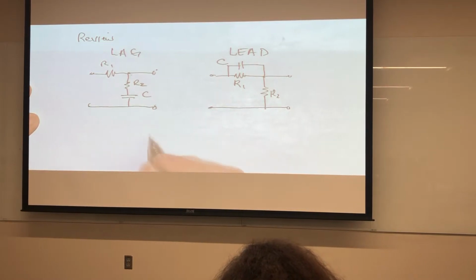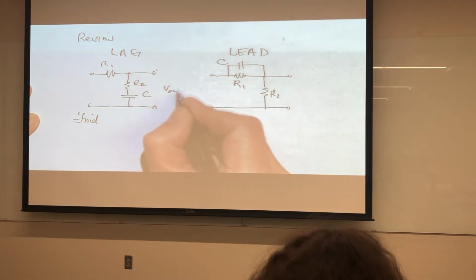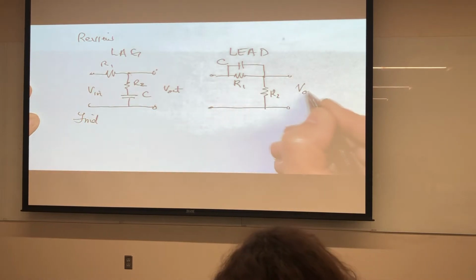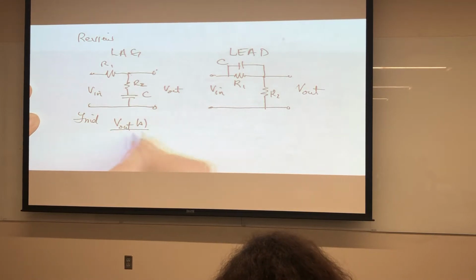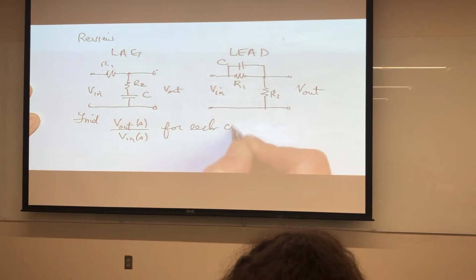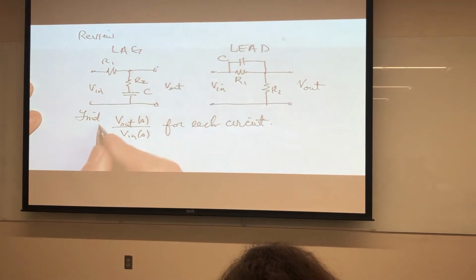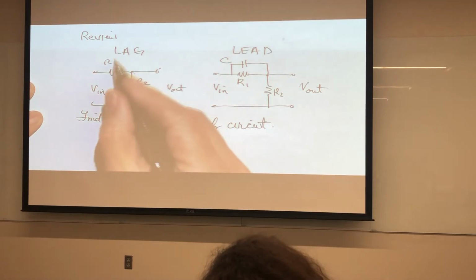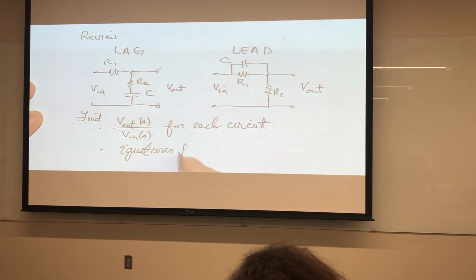What I encourage you to do is find the respective transfer functions. This is Vout, this is Vin. This is Vout, and this is Vin. For each circuit, find Vout over Vin. That's one thing. It's just a little bit of circuit analysis. I think I asked you to do that earlier with the lag. Go ahead and do that again with the lead. Find equations for omega Z and omega P.